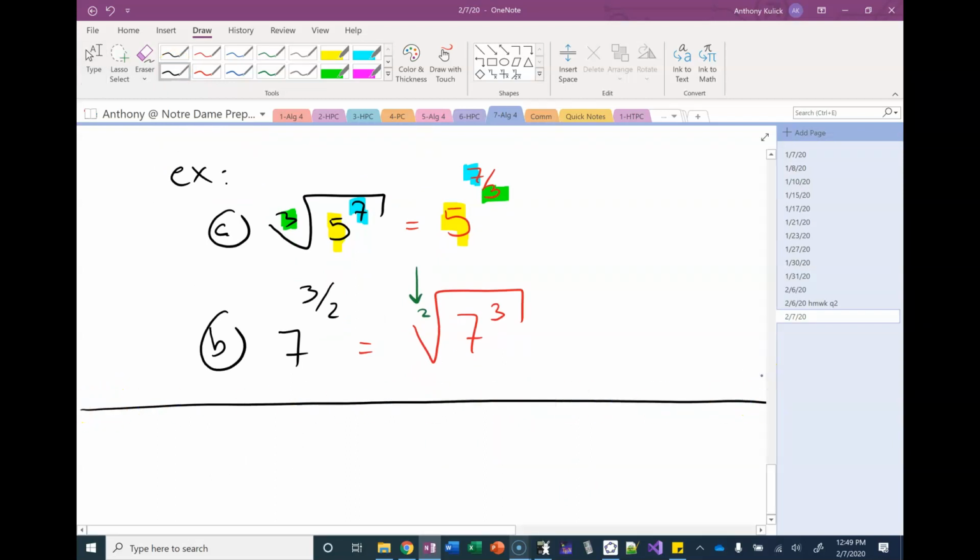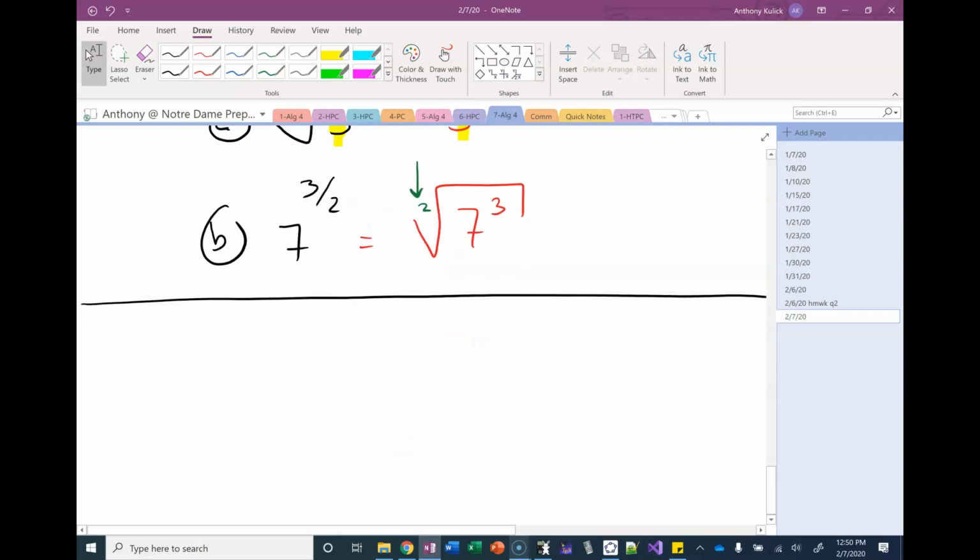So now that we can move back and forth between radical form and exponential form, let's talk about why this is going to be useful to us. The reason that this new definition is super useful is we have a whole bunch of really well understood properties that we can apply to exponentials.